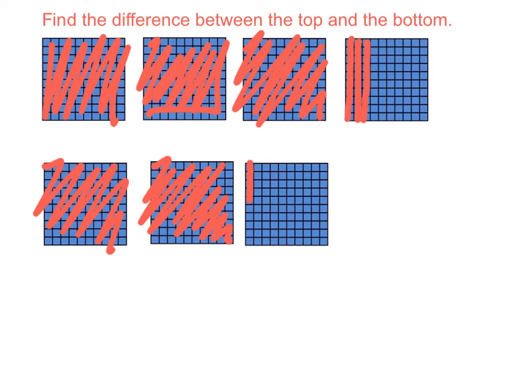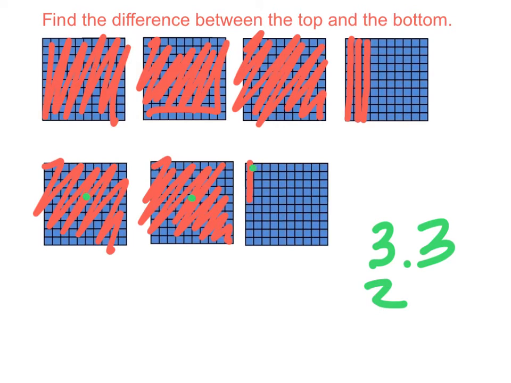So, in my first model, I see I have 1 whole, 2 wholes, 3 wholes. I've got 1, 2, 3 of the strips shaded in. And I know that the strips are tenths because it takes 1, 2, 3, 4, 5, 6, 7, 8, 9, 10 of the strips to make 1 whole. So that's each tenth. So I've got 3 and 3/10. So that would be 3.3.